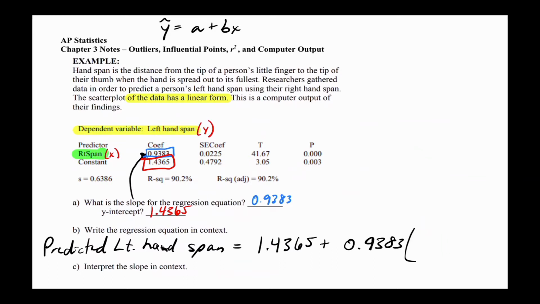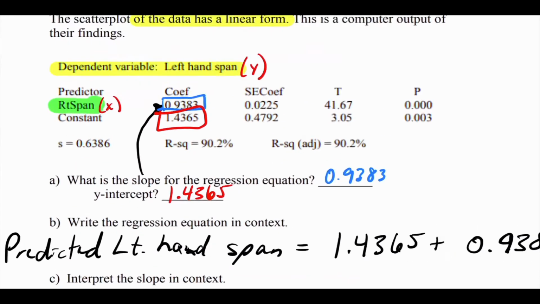And then the last thing is the x, right? And in this case, we said the x was the right hand span. Okay, so there's your equation right there. So the nice thing with computer output is you don't need a calculator because they give you all the data. The hard part is you got to find it, but it's always going to be in the same spot. So you always know where to look. So it doesn't matter what the computer output looks like, it's always going to be the same spot.